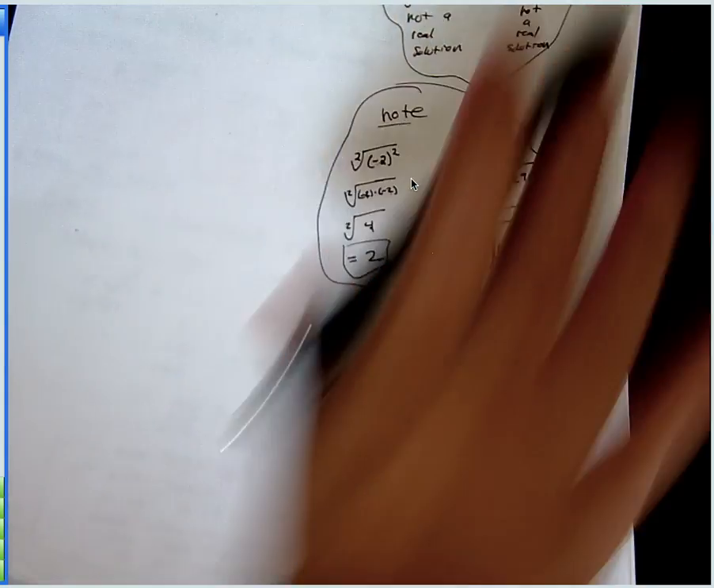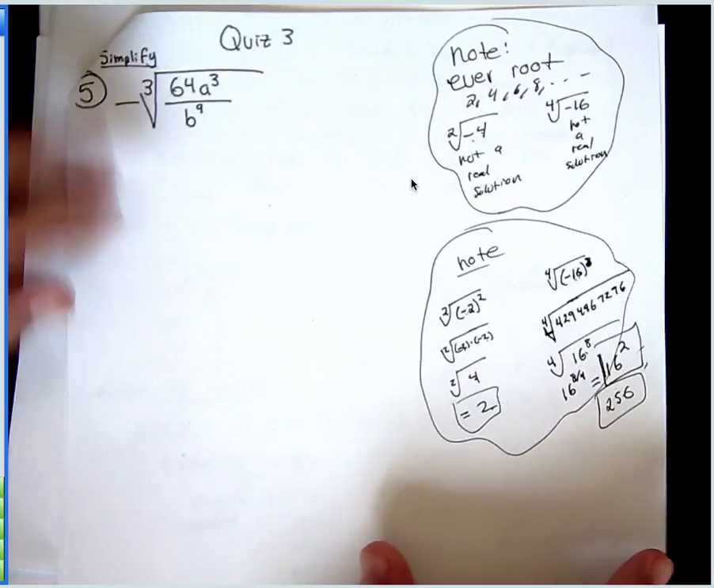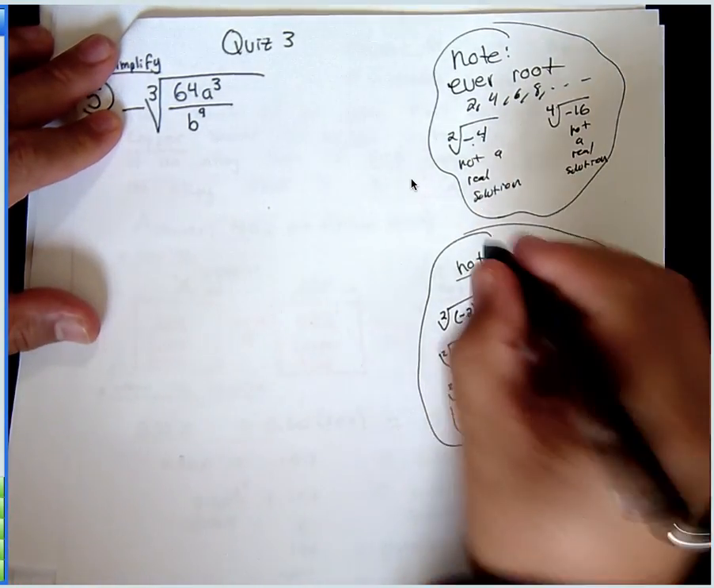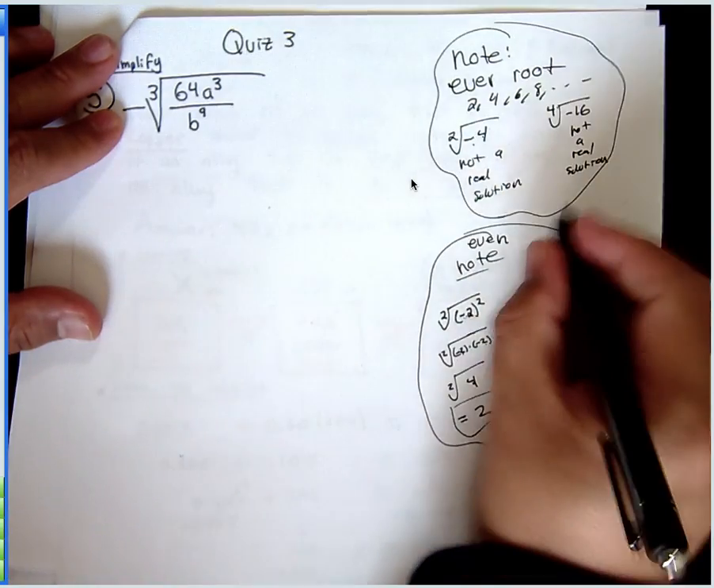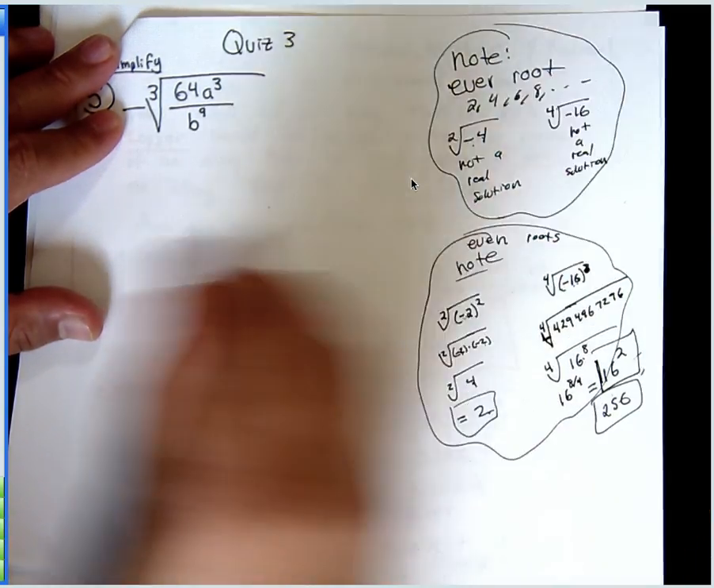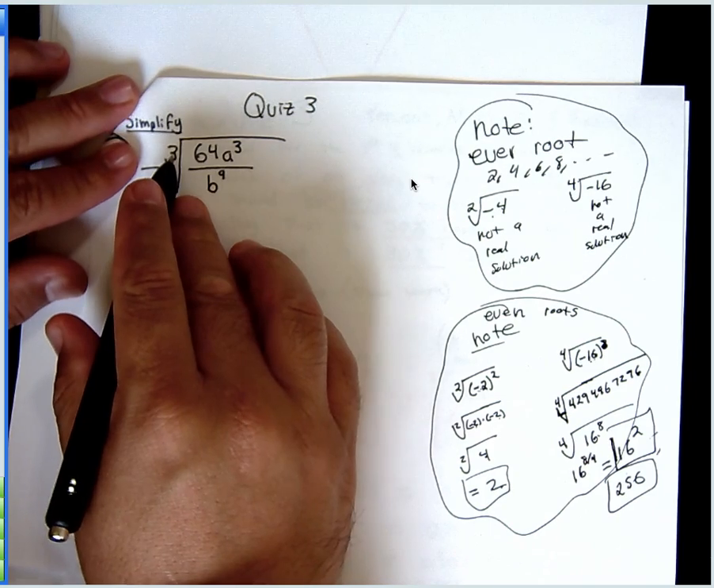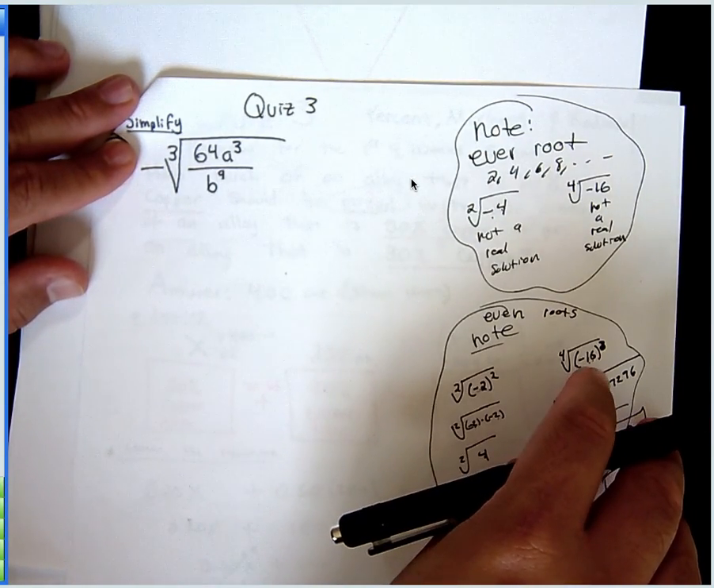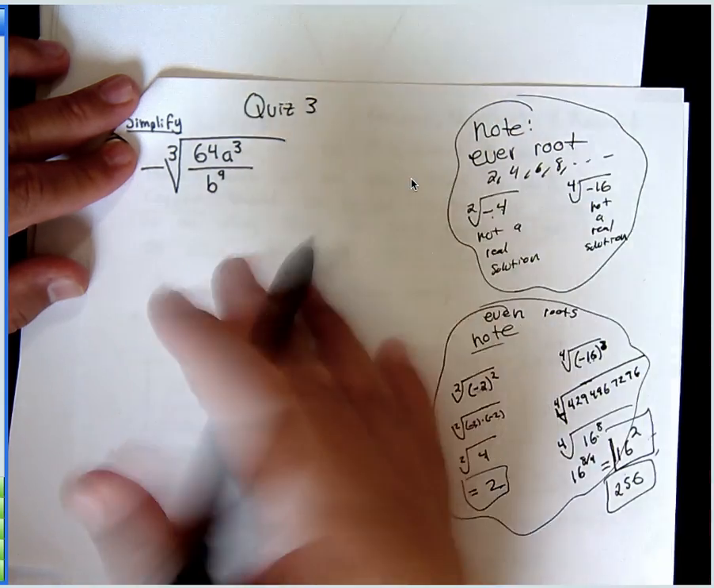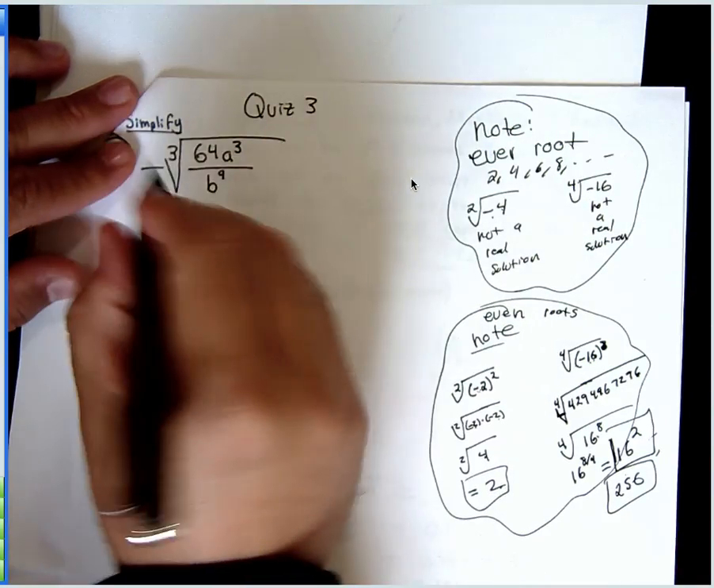That's just notes so that you guys can compare. Okay, this is only with even roots. When you have odd roots, you don't have to worry about this. You can have negatives, you can have parentheses and divide, it doesn't make a difference.